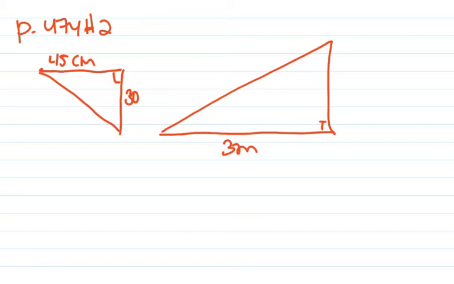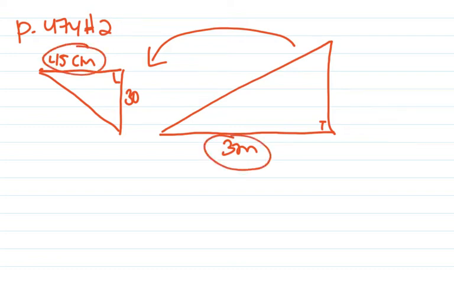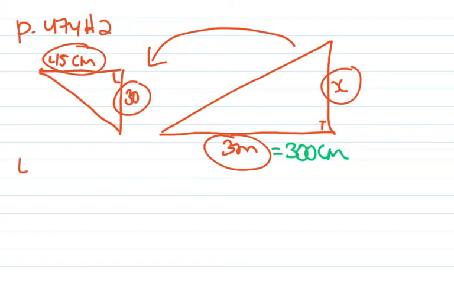Now, we need to notice that this is a turned version of that triangle. So the 3 meter side is going to match up with the 45 centimeter side, and 30 centimeters is going to match up with this missing x. So we're going to start with a ratio. The first thing we need to do is to put everything into the same units though. So we have 45 centimeters and we have 3 meters. 3 meters is equal to 300 centimeters. So let's use that. So we have 45 over 300 equals 30 over x.